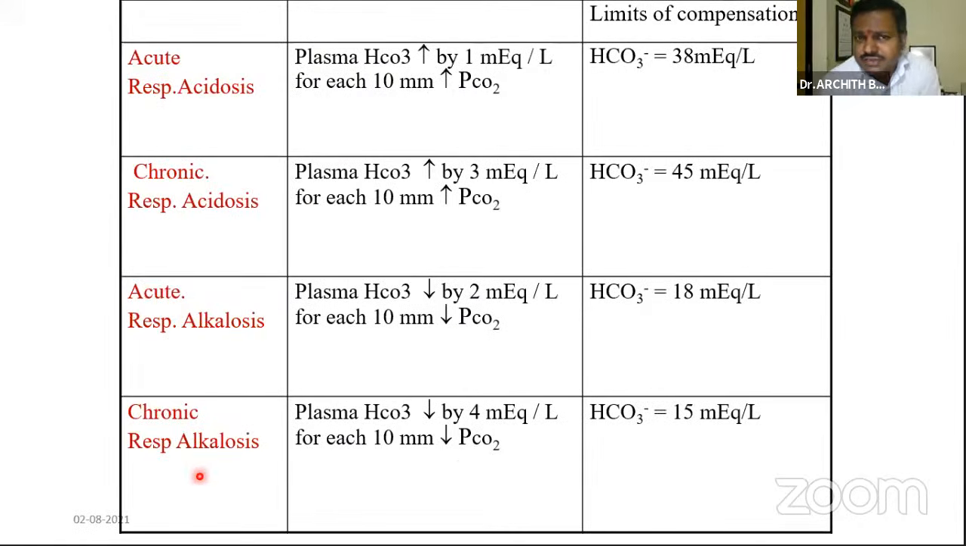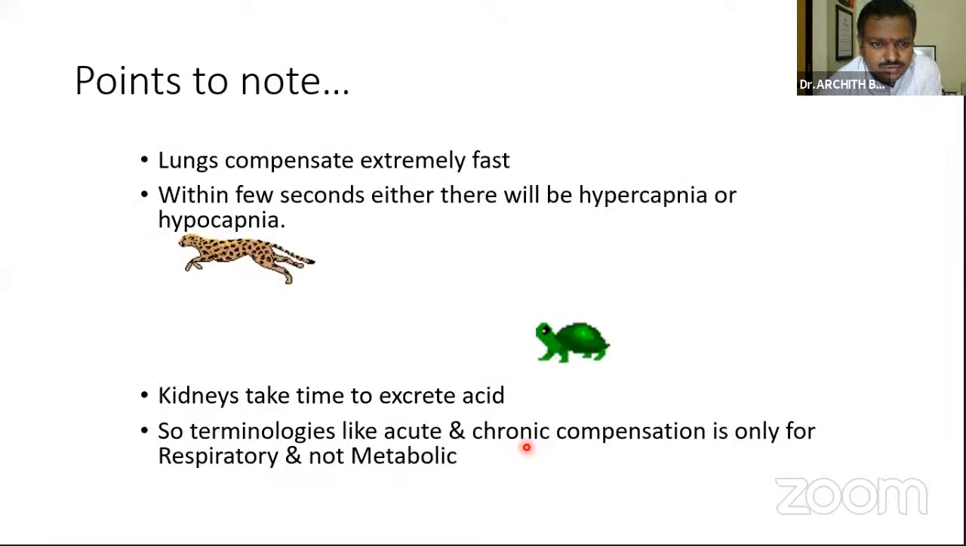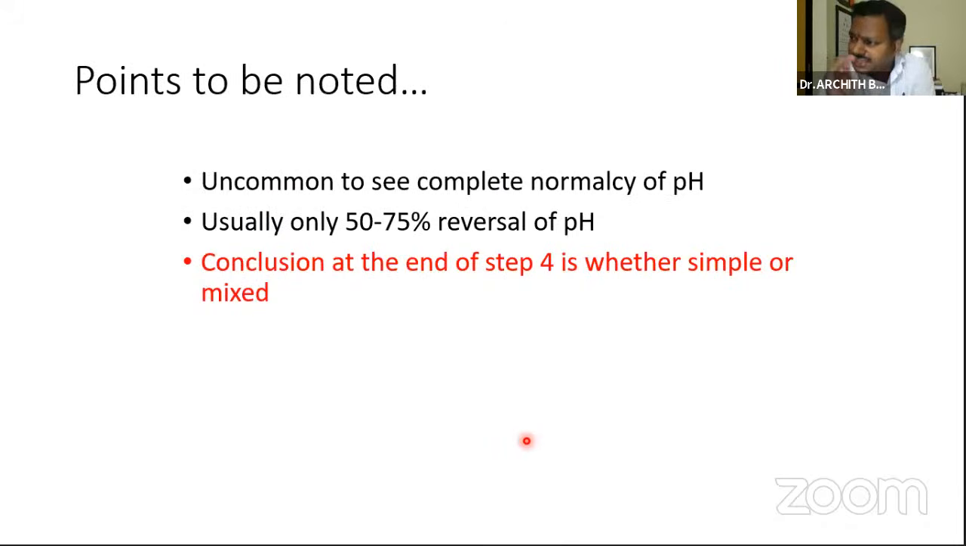When you say respiratory, it could be acute or chronic. The most common example is acute respiratory acidosis, where the bicarbonate would increase by 1 milliequivalent per liter for each 10 millimeters rise of PCO2. So PCO2 going from 40 to 50, you would have a rise of bicarbonate by 1. Remember, the compensation takes time to occur. It won't happen rapidly.